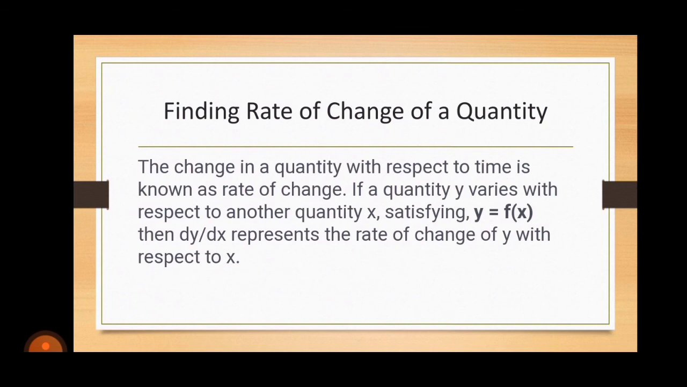The change in a quantity with respect to time is known as rate of change. If a quantity y varies with respect to another quantity x, satisfying y = f(x), then dy/dx represents the rate of change of y with respect to x.